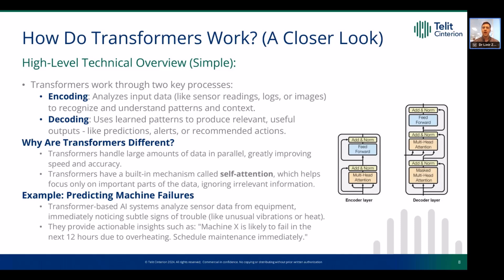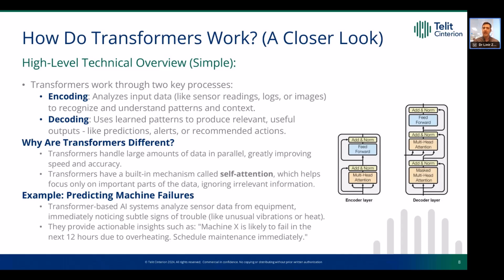So how do they work? We're going to take a closer look at them. It's going to be maybe a little bit technical, but I'll still make it, I hope, understandable for everybody. At a very high level, and I'm probably going to go through several slides, we have two key processes for transformers. One is encoding, and the other one is decoding. These are the two keywords of transformers.